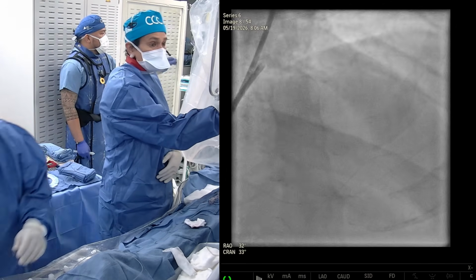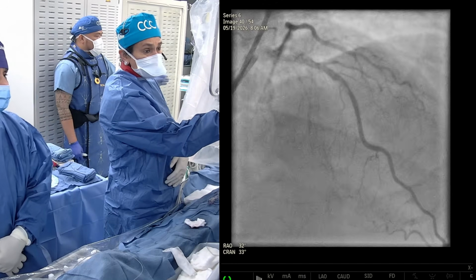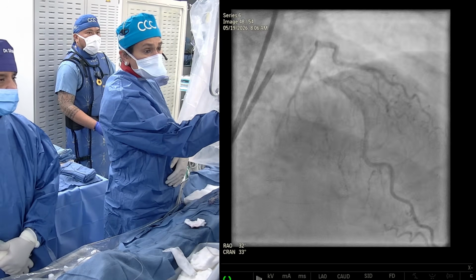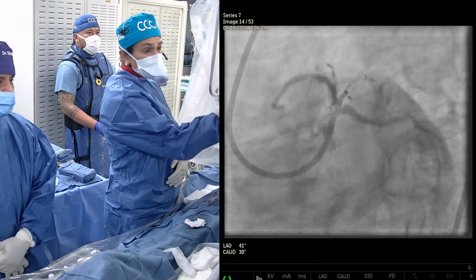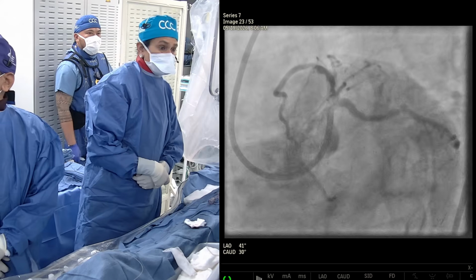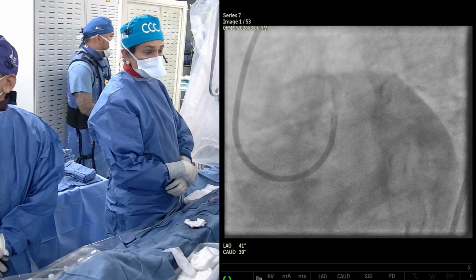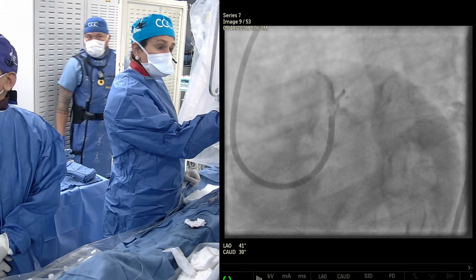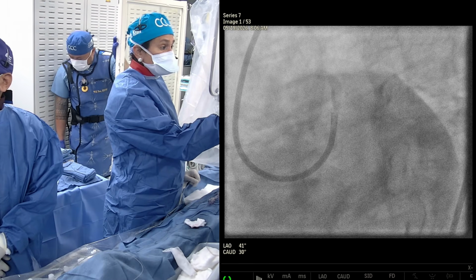I'll tell you one other thing. So this is the cranial view again. There is a mid lesion before that, two small diagonals. And then look at this, wow. Look, ostial LAD. This truly is the real telltale view. That's a calcium nodule. So there we are. We did not do anything.